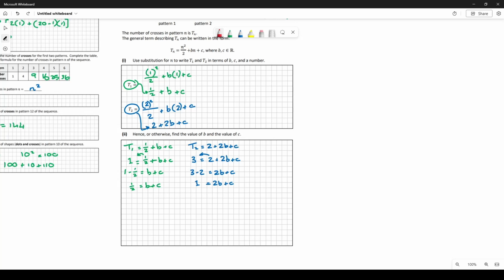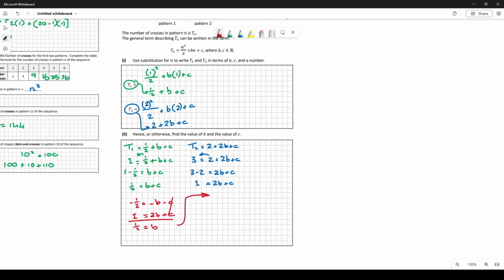I'm going to multiply this guy by minus 1, so it's going to be minus a half equals minus b minus c. And under it, I'm just going to write out this guy, which is 1 equals 2b plus c. Draw a line. 1 minus a half and plus 1, you could put it in the calculator if you don't like it, but it is a half. 2b minus b is b, and then the c's cancel, and you're left with, oh, b is a half.